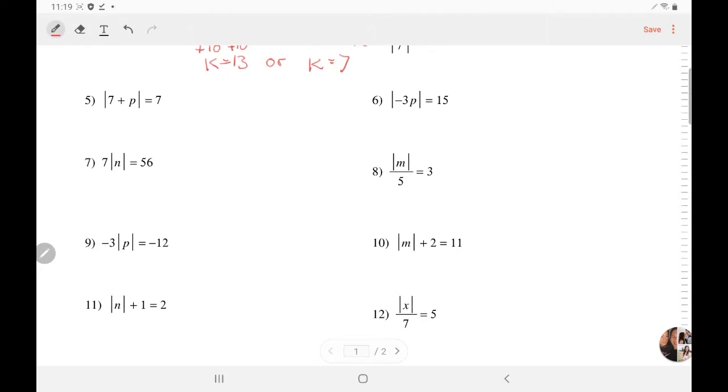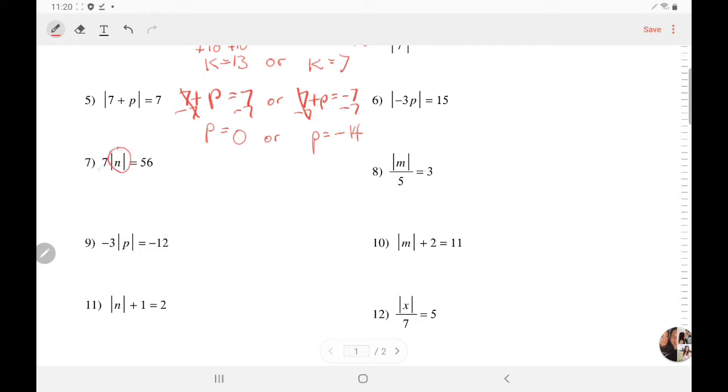Number 5, we do the same. It's already isolated, so we split the equation into 7 plus p equals 7, or 7 plus p equals negative 7. Solving for p, you subtract 7. Cancel. P equals 0, or p equals negative 14.